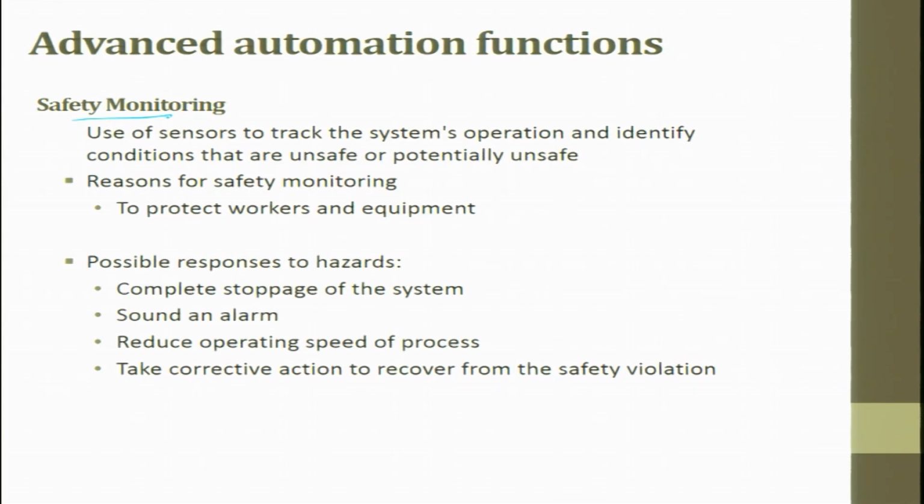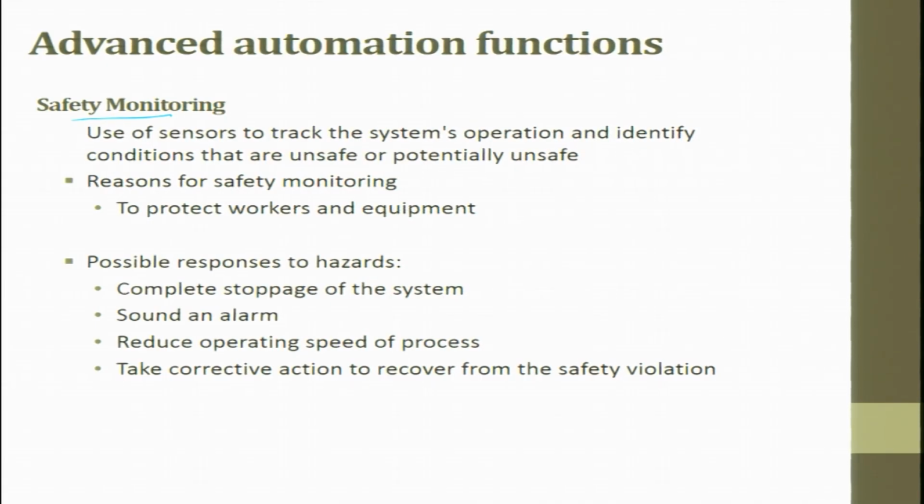Safety monitoring: we use sensors to track the system's operation and identify conditions that are unsafe or potentially unsafe. So, that is safety monitoring. The reason for safety monitoring is to protect a worker or equipment. If the machine is running and you open the door, the machine will stop. Otherwise, there is a possibility the hand can be put in and it can be hurt.